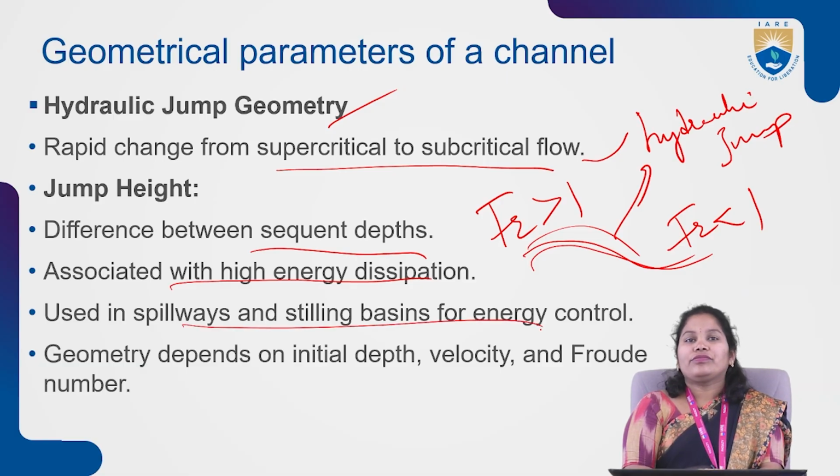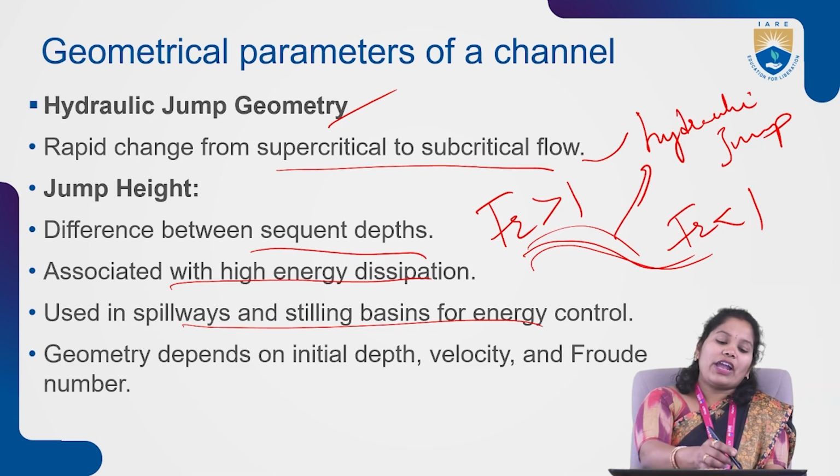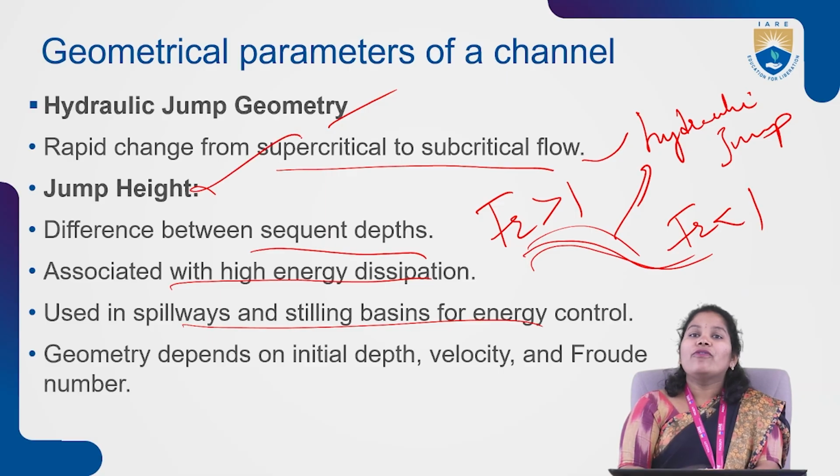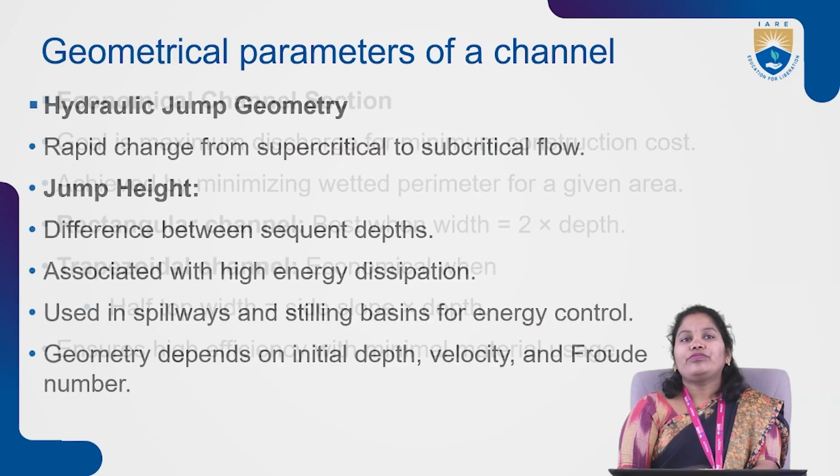This we see in stilling basins and for energy control. The geometry depends on your initial depth, velocity, and Froude number. The hydraulic jump height depends upon your Froude number and the spillway type, and what the initial depth is, what the velocity of the flow is, and also the Froude number.